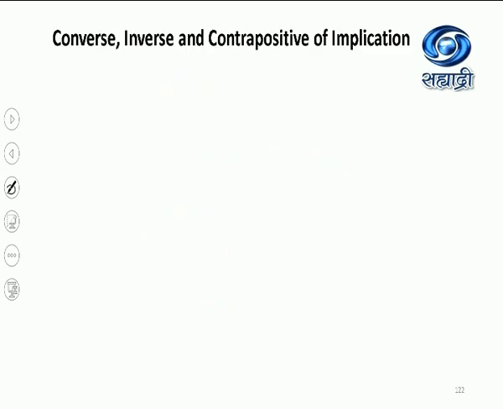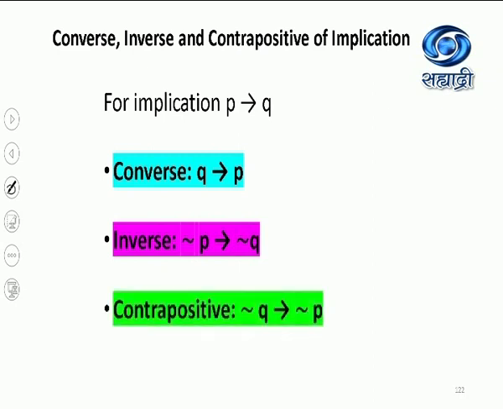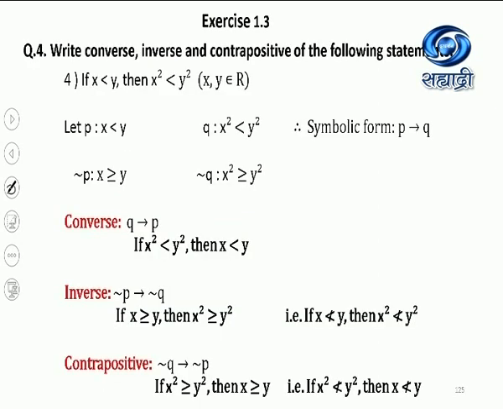Now is the most important part, converse, inverse and contrapositive of implication. If the given statement is P implies Q, its converse is Q implies P, its inverse is negation P implies negation Q, and contrapositive is negation Q implies negation P. A 1 mark question or 2 marks question or 3 marks question may come in the board exam. So how to write the converse, inverse, contrapositive of the implication, let us see by taking an example.